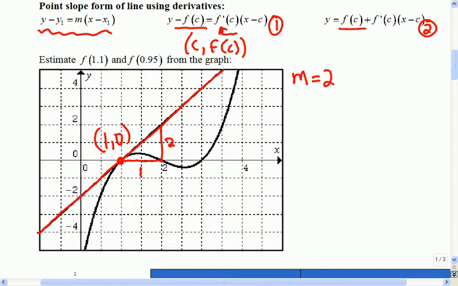So I can approximate this curve. And looking at the picture, you might say, I don't think I would go any further than there with it because then I'm starting to get very inaccurate. But let's see what we come up with here. This will be y minus 0 equals 2 times (x minus 1). So I get a line of y = 2x minus 2. That's the equation of that line there.